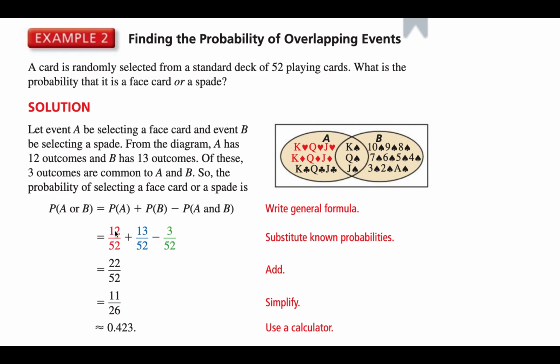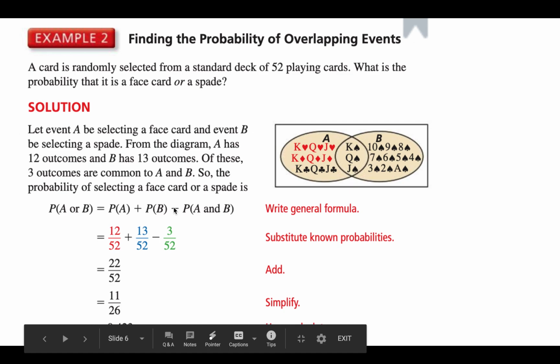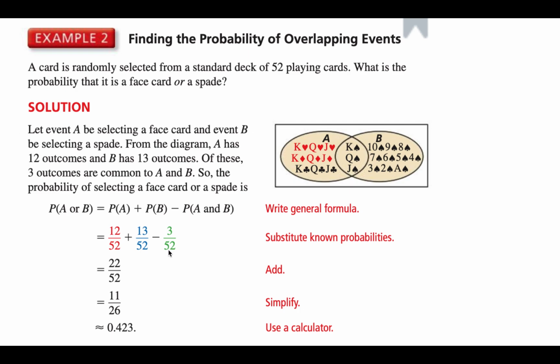There are 12 cards that are face cards. We learned that last time, out of 52 total. There are 13 cards that are spades, because a fourth of the deck is spades. But you don't want to count these cards twice. If you just add these together, you've added together 12 and then 13, but these 3 cards were in both groups. So in order to make sure you get the right probability, you have to subtract out those 3 so they don't get counted twice.